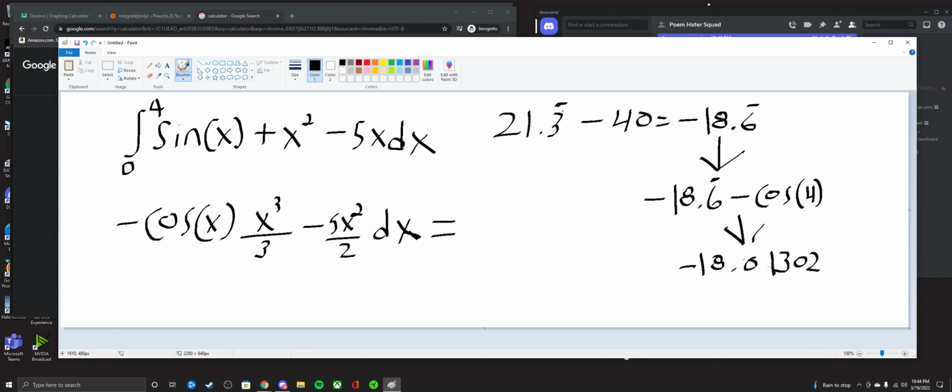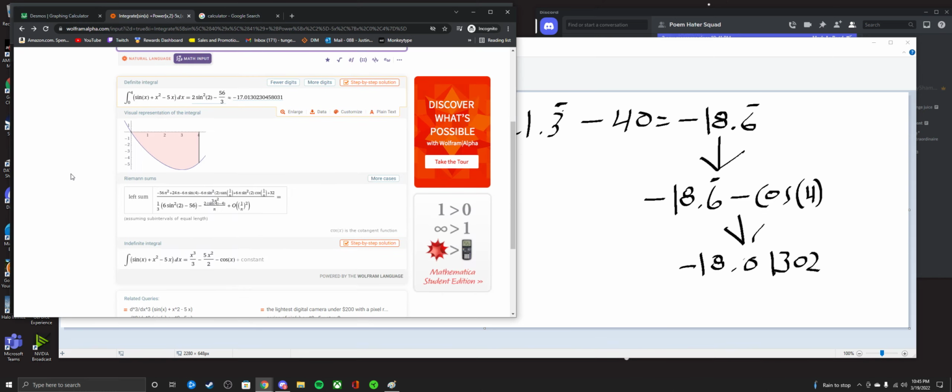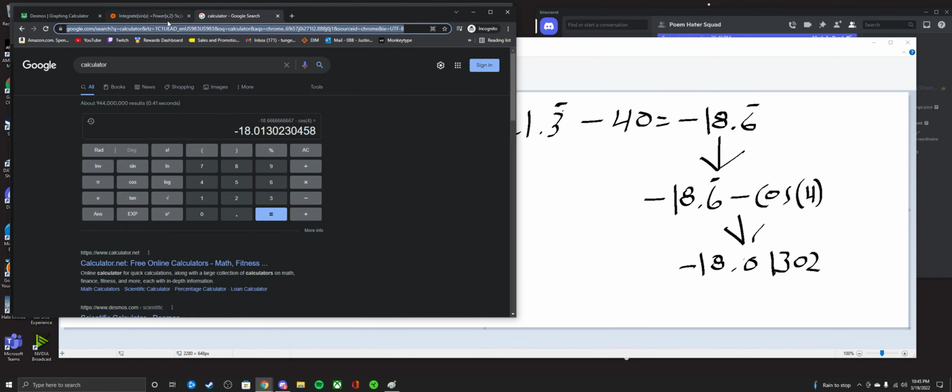The problem with this is, even though I've already computed this one out, on Google it says negative 18.0130230458. I've also done this one on Wolfram, and it gives me the exact same number, but it's literally just one off. And that's why I'm a little confused here. I tried a whole lot of different ways to see why it's exactly just one off, but I don't know why.